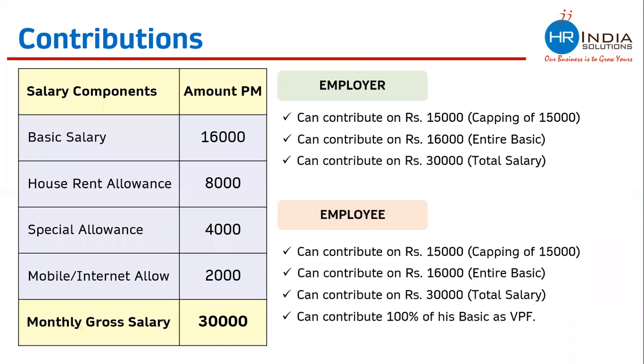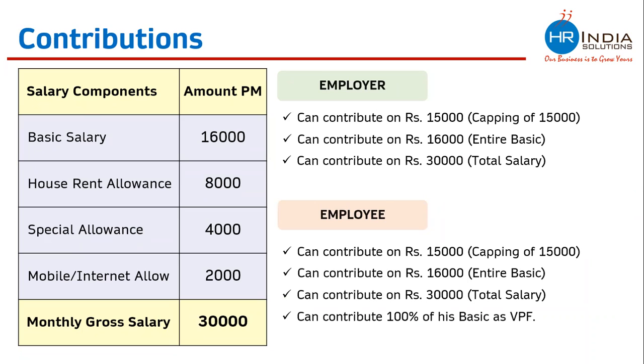Let's have a look at this Excel sheet. This is a dummy salary structure which we have mentioned. On the left hand side, this is the salary structure. Basic salary is 16, HRA, the total salary is 13,000. Now, on this salary, the employer has got three possibilities or options.